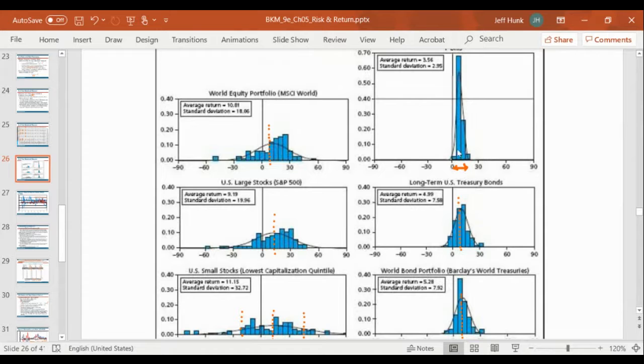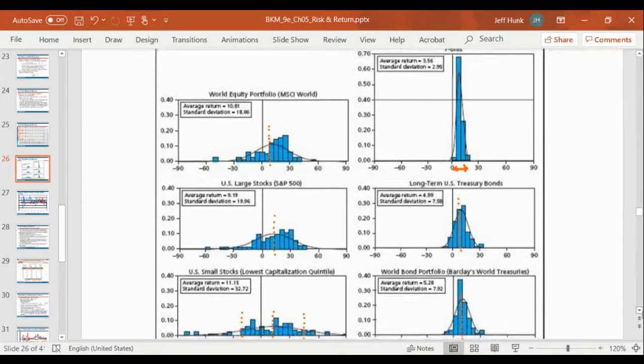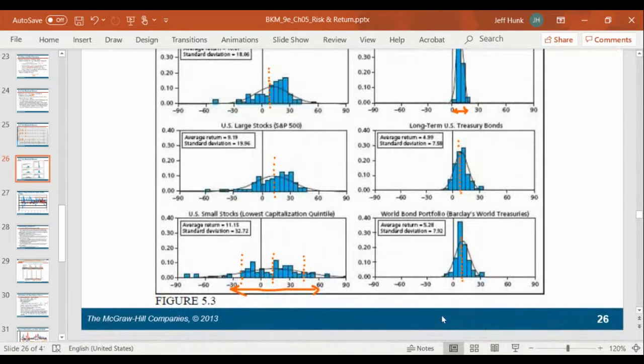And look at the variance of the bond. This is the world, right? Of course, bond would have very low variance. Bond returns would have very low variance. And this is T-bills, I'm sorry, I thought that was world. T-bills, and this is long-term treasury, right? Treasury bond. And world bond.